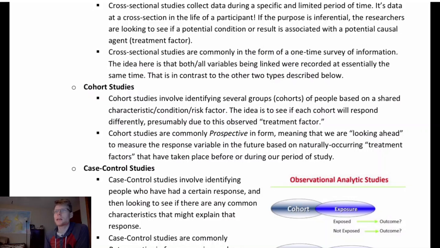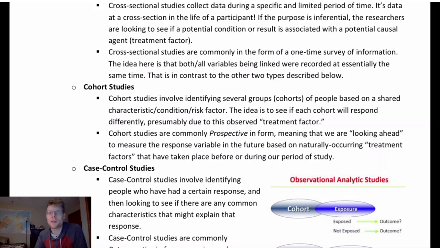A cohort study is when I identify people who have a shared characteristic, condition, or risk factor, and maybe I have several cohorts. In other words, several groups of people where each group is a little bit different. And I'm curious if those differences could be related to a particular response. However, if it's an observational study, then I didn't actually assign people to these groups. All I did was observe people who happen to have these different characteristics. So there are things that I can't control the administration of, and things that I can't control the environments of. I simply observe that these differences exist.